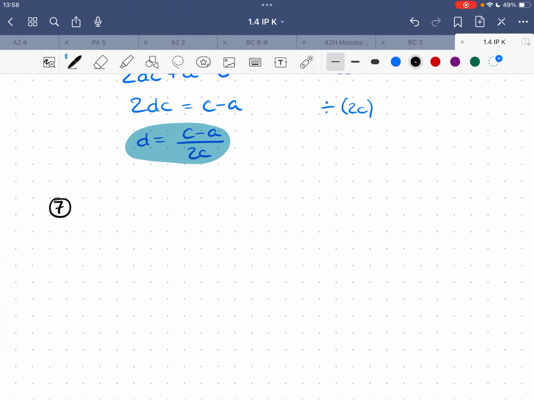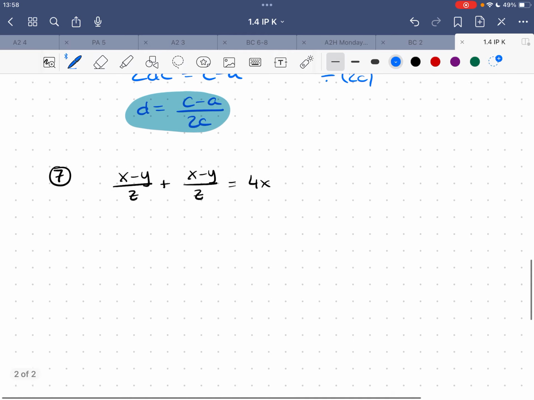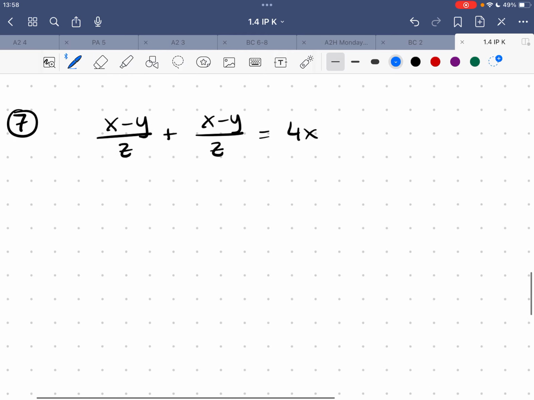Number 7. By the way, while I copy this, I'll say that in some of these equations, there are different ways of doing them. There's not only one way. There can be different, equivalent answers. The answers should be equivalent and look very similar, if not the same. But there are different ways of doing it. So my way is not the only way.